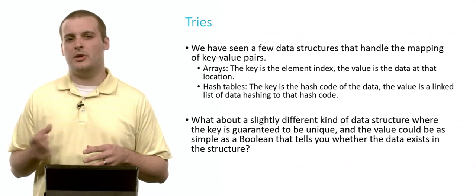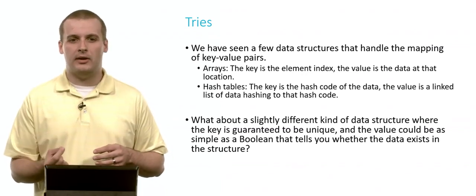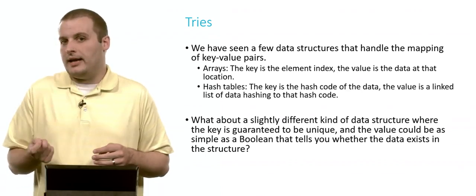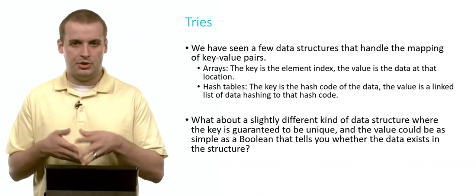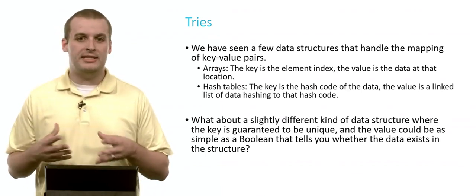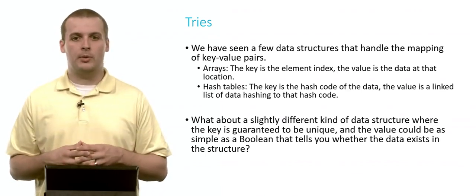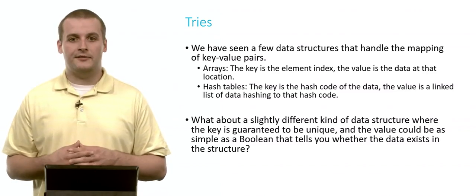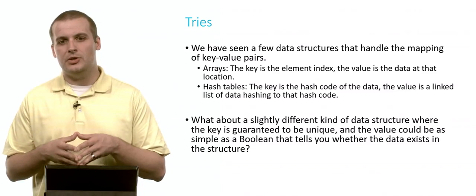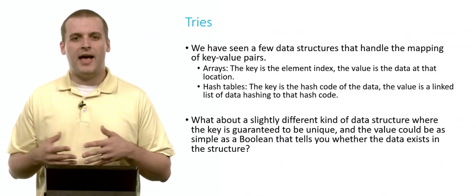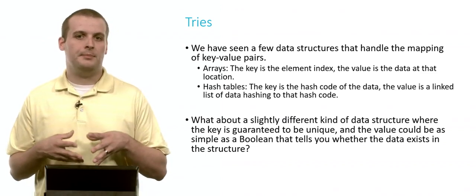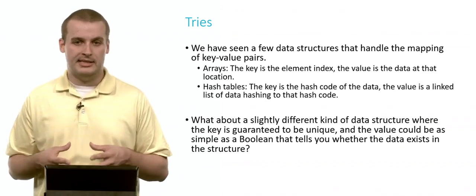What about another approach to this method, though? What about a method where the key is guaranteed to be unique, unlike a hash table where we could end up with two pieces of data having the same hash code, and then we have to deal with that by either probing or more preferably chaining to fix that problem. So now we can guarantee that our key will be unique. And what if our value was just something as easy as true and false that tells us whether or not that piece of information exists in the structure?